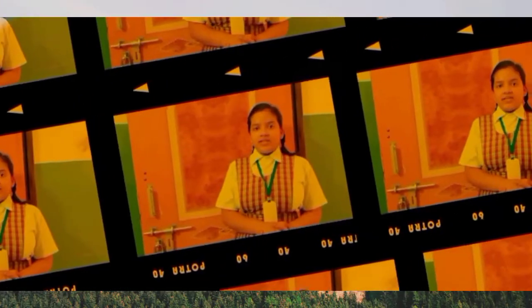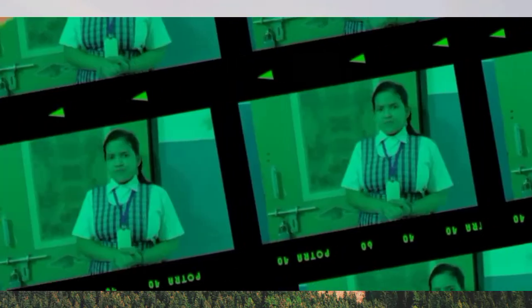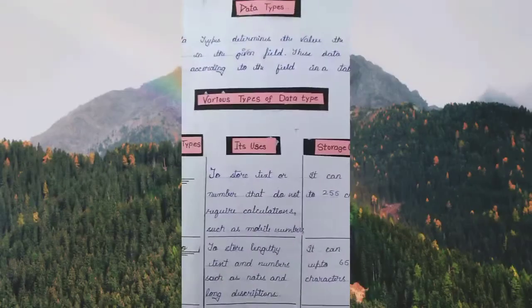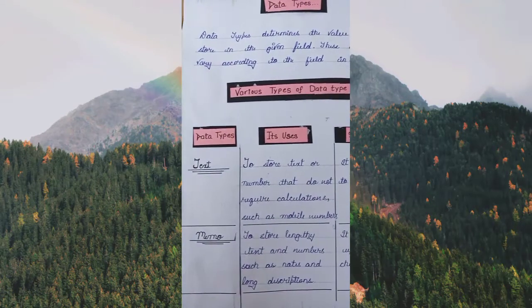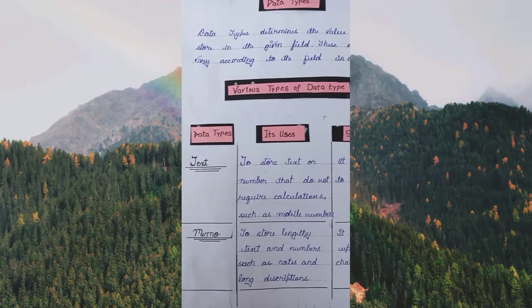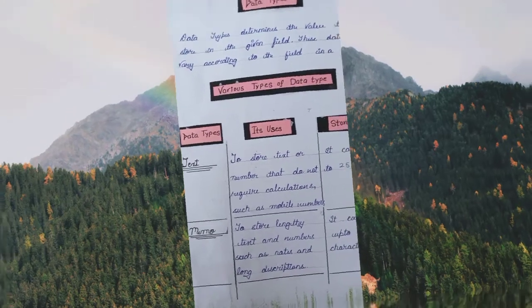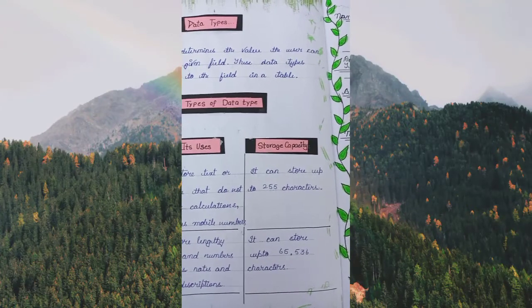We all know that a database contains lots of fields, but do you know a data type also contains lots of types in it? Let's discuss the various types of fields in the data type. Our first field of the data type is text. Its use is to store text and numbers which do not require any calculations, such as mobile numbers that we use in phones. The capacity of text is that it can store up to 255 characters.